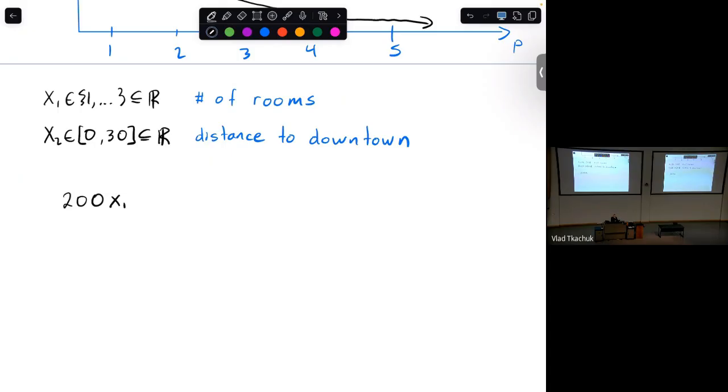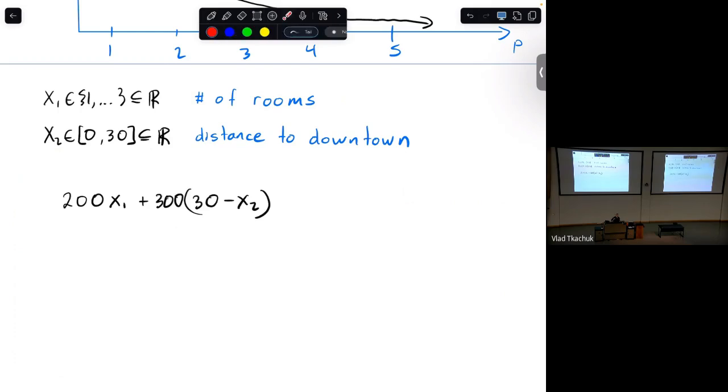But then you might think, okay, as I get closer to downtown, I think the price of the house is going to go up, first of all. And before, we were limited to some sort of representation like this. Since it's the inverse relationship, as it gets closer and closer to 0, the price goes up. You might think it's going to be something like 30 minus x2, times some amount like 300, let's say.